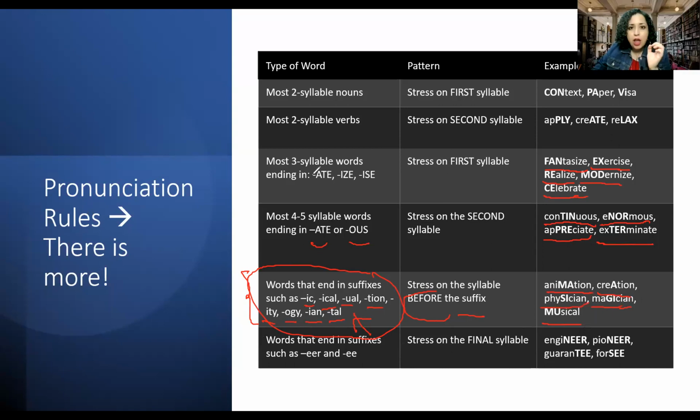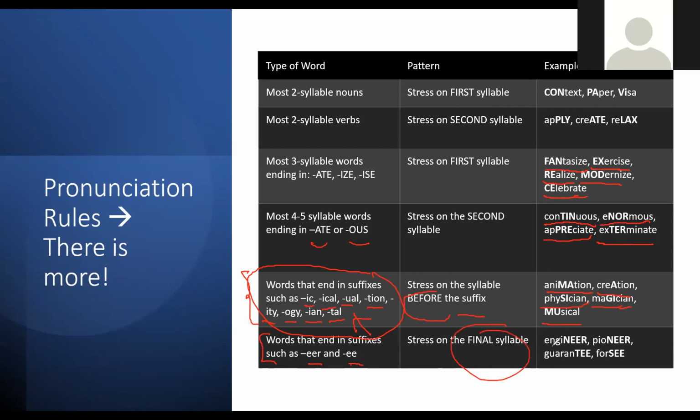And words that end in suffixes such as -eer or -ee, stress on the final syllable, like engineer, pioneer, guarantee, foresee.